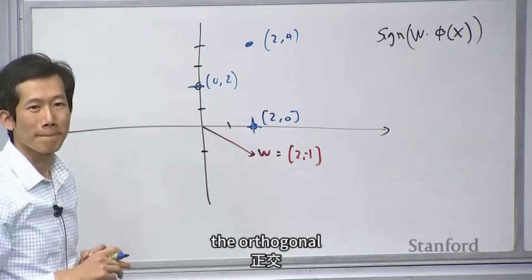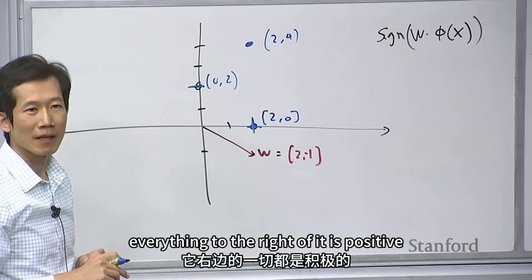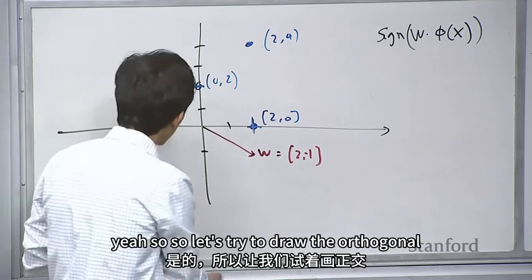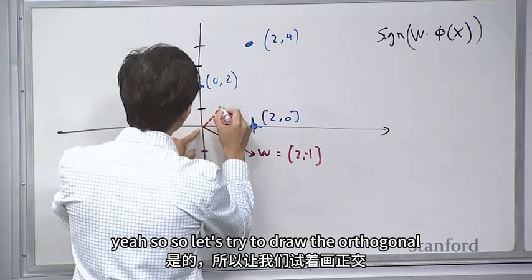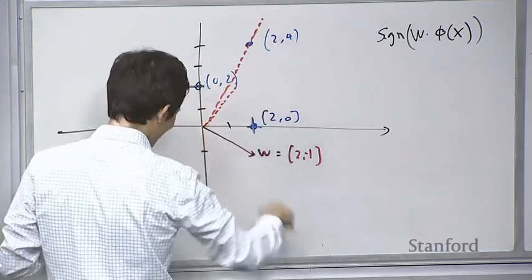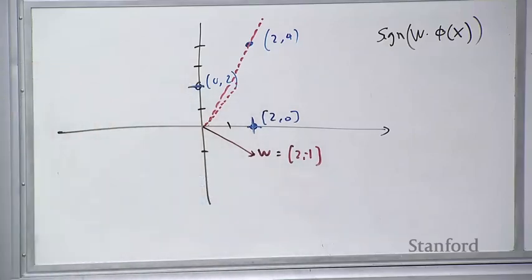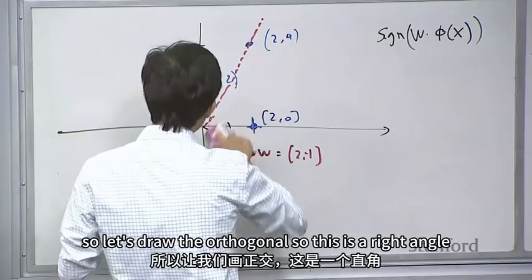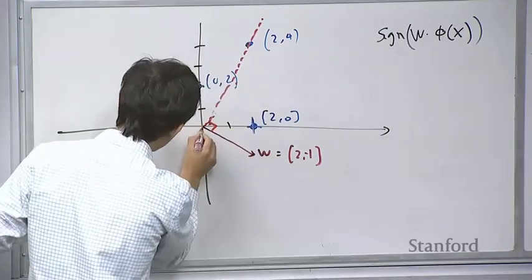Yeah. The orthogonal, everything to the right of it is positive, everything to the left of it is negative. Yeah, so let's try to draw the orthogonal. This needs to go through that line. Okay, so let's draw the orthogonal. So this is a right angle.